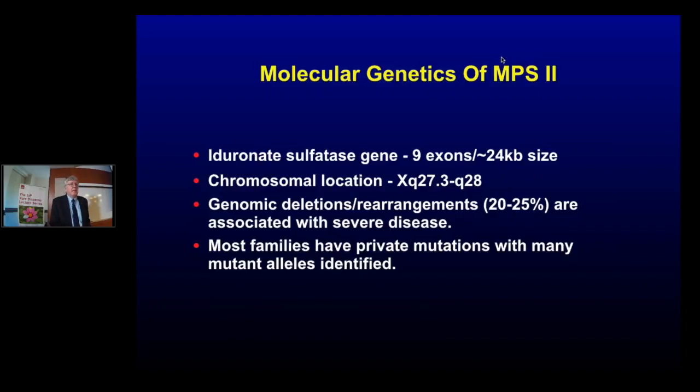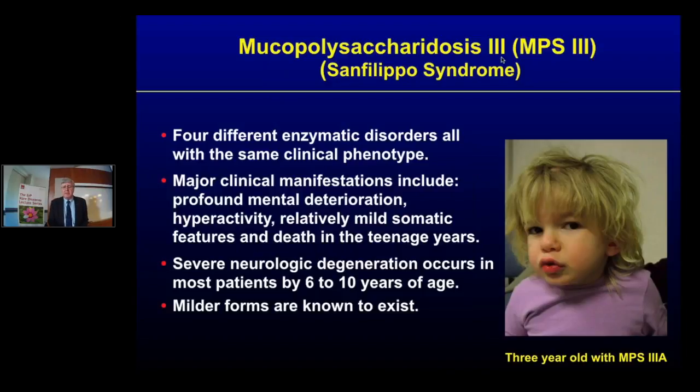Now, switching from MPS 2 to Sanfilippo syndrome, or MPS 3. Here's a typical picture of a Sanfilippo child who has very mild coarse facial features and some stiff hair. But there are 4 different enzymes, and all have the same clinical manifestations. They develop profound mental deterioration. They're very hyperactive. They have relatively mild to no physical features. And again, like the MPS 2 patients, they die in their teenage years of overwhelming neurologic disease if untreated.